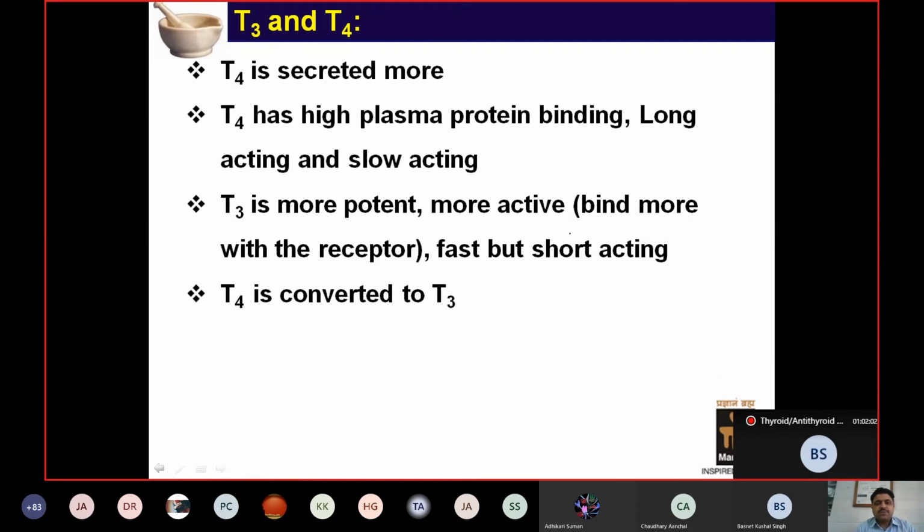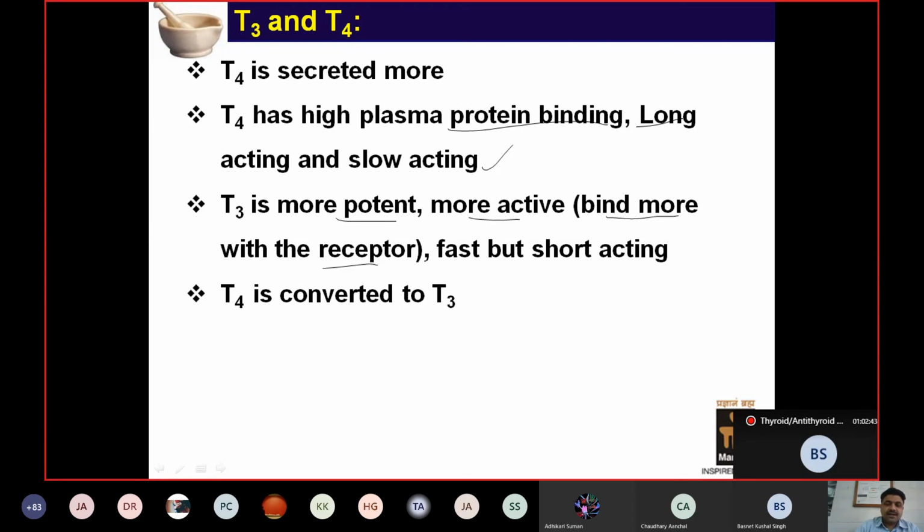Now comparing T3 and T4. T4 is secreted more, as we have already discussed. T4 has high plasma protein binding, and it is long acting and slow acting. We have already seen T3 acts for just 1 to 2 days. However, T4 may act up to a week. So the half-life of that is up to a week. While T3 is more potent, more active, and binds more with the receptor. So that is why the activity is more.